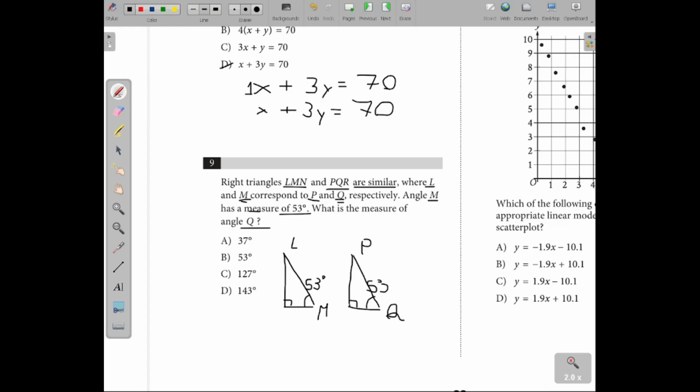So this has to be 53 degrees for angle Q, because we know that angle M is congruent to angle Q, since they are similar. So the answer is B.